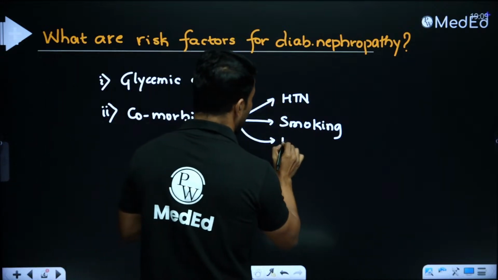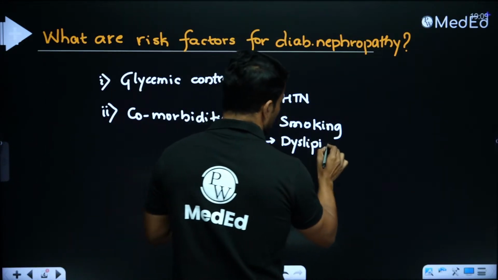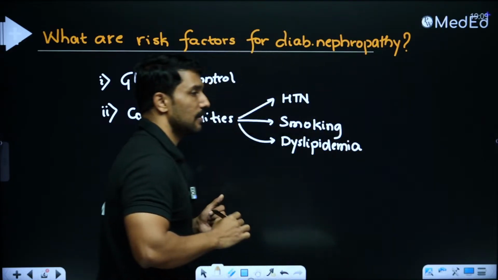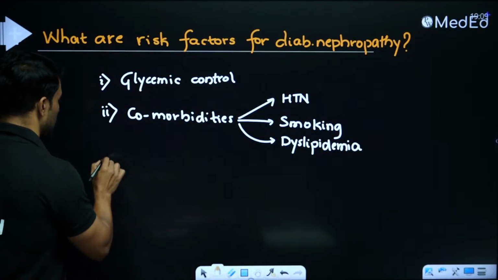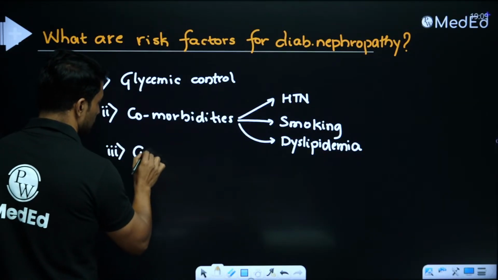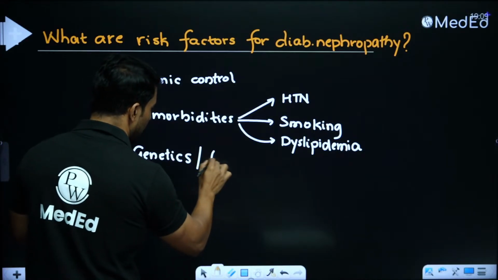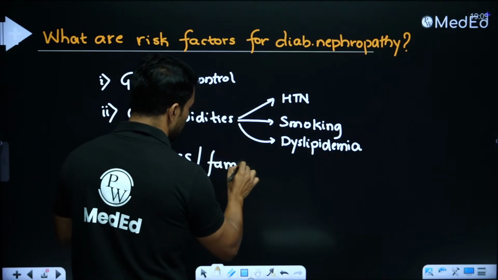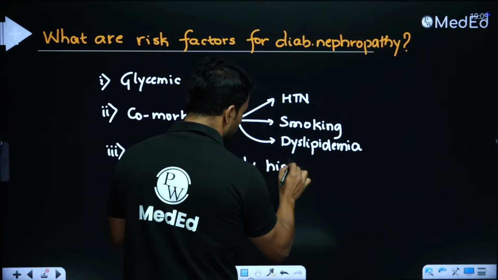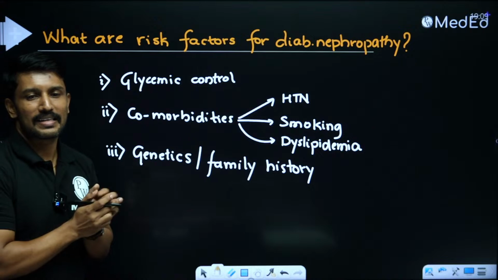Hypertension, smoking, and dyslipidemia. Means if you have high LDL-C, low HDL-C, they also increase the risk of developing diabetic nephropathy. Third, the genetics. So if you have a family history of another person with diabetic nephropathy, when you become diabetic, your chance of developing diabetic nephropathy significantly increases. So family history is the third most important risk factor.